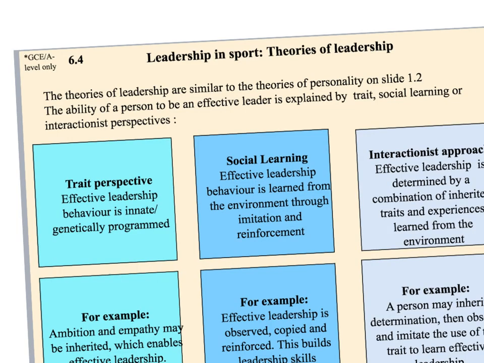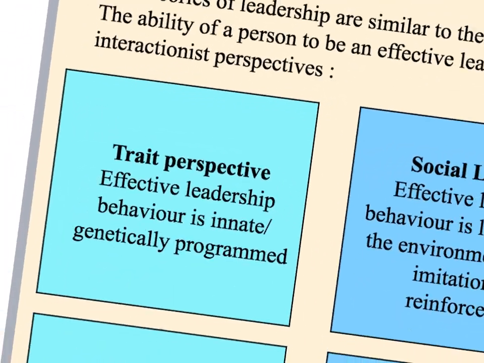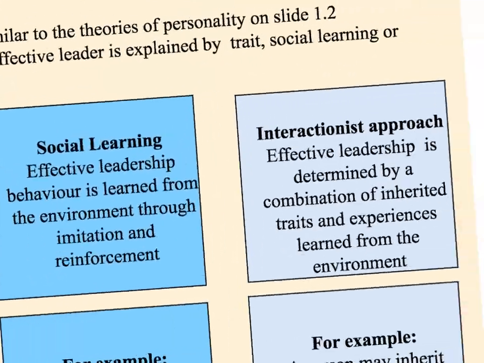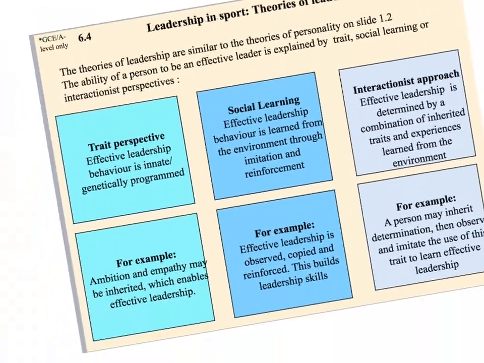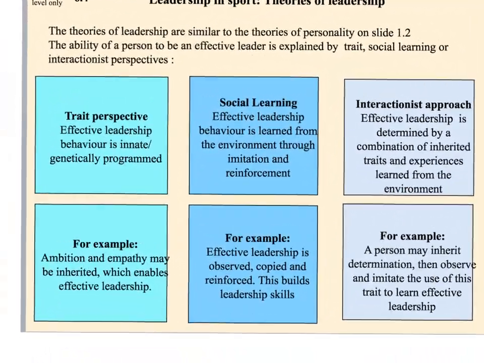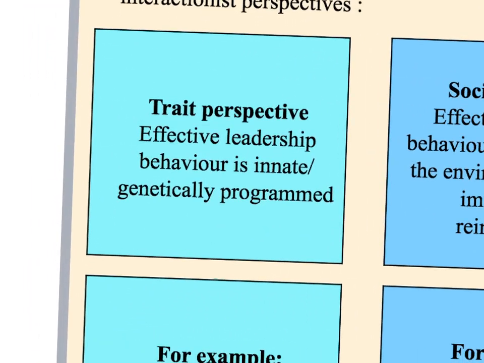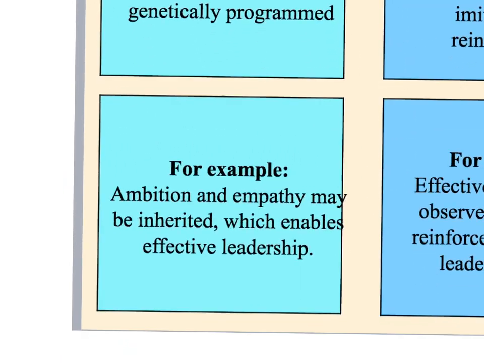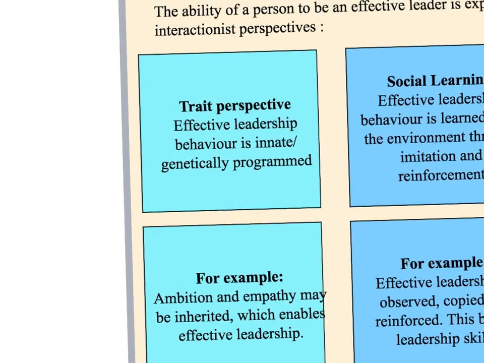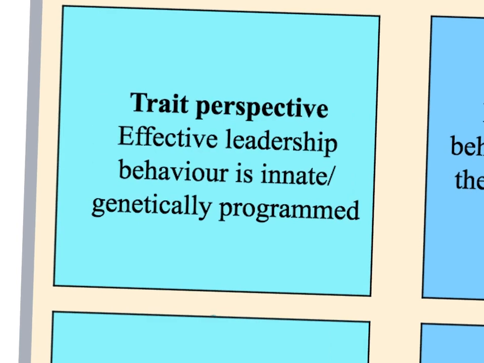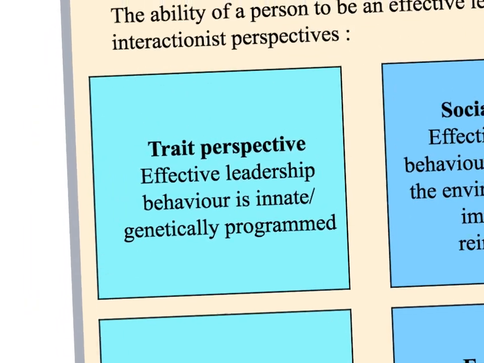So we're looking at theories of leadership, and these are very similar to personalities. And again, we hear about the trait, social learning, and the interactionist approach. Now, you should know them from personalities, but in a leadership context, okay, so we've got the trait perspective. Effective leadership behaviour is innate, genetically programmed. So, for example, ambition and empathy may be inherited, which enables effective leadership. So this is saying that leaders are born. You don't learn being a leader, it's just in your blood.